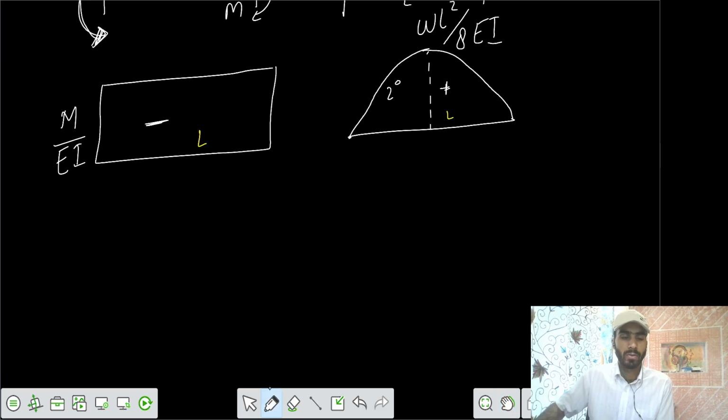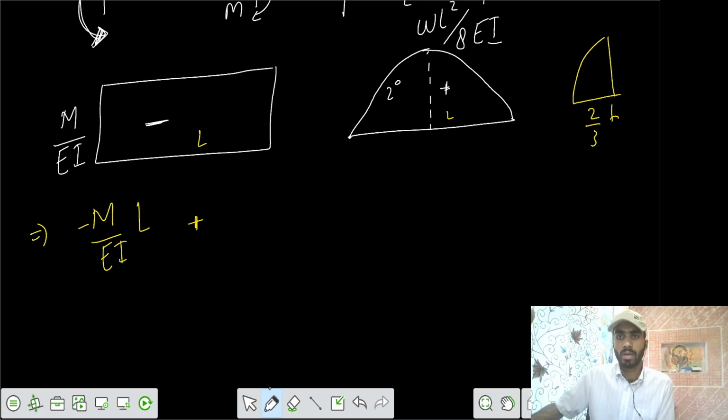You can get the value of this area between the 2 points. So we can write M by EI, but it's negative, into length L. This is area 1 plus area 2, and we know that for the parabola, if this is your parabolic variation, area would be 2 by 3 of B into H.